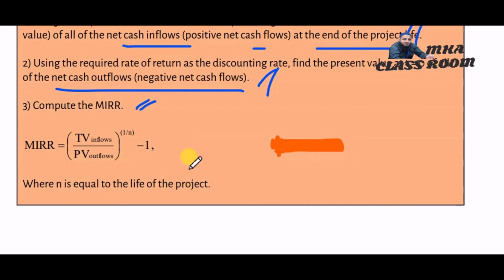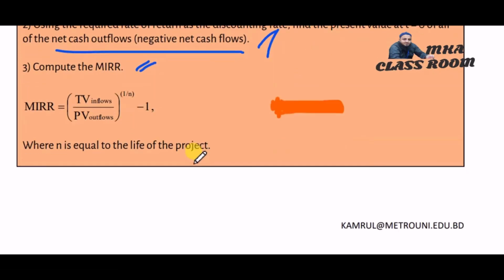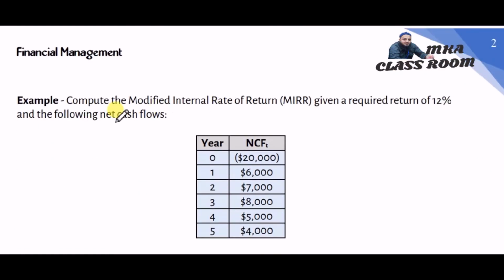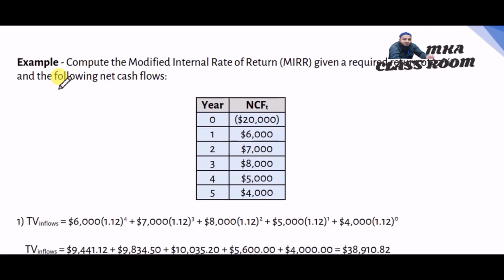MIRR equals terminal value of inflows divided by present value of outflows, power 1 by n, minus 1. So that is the same formula, where n is equal to the project's life. Now we will see an example: compute the modified IRR given a required rate of return of 12%.